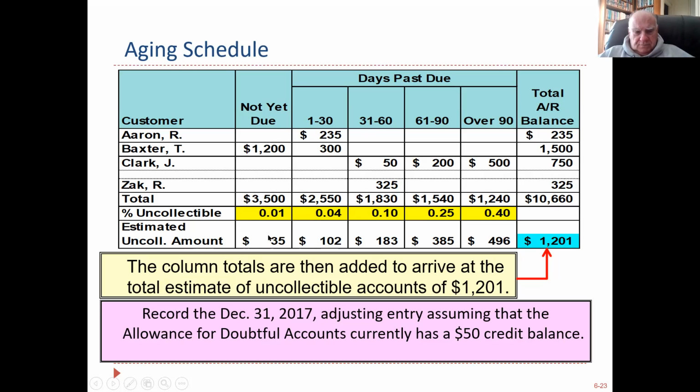We multiply these out, 35, we add it across. That number there, the 1201, which you just calculated, please try to understand that that is not the bad debt expense. That's not the bad debt expense. That is the total estimate we want in the allowance for doubtful accounts, okay? Which means we have to care very much what the balance in the allowance for doubtful accounts is when we make this entry. So how much do we want to have in the allowance at month end under this aging method? In this case, it's $1,201.